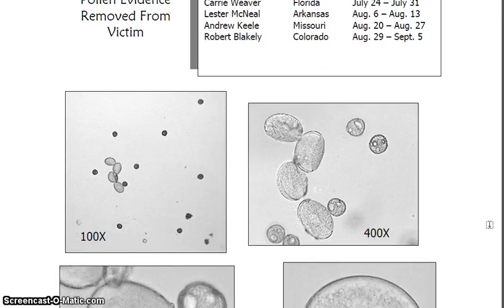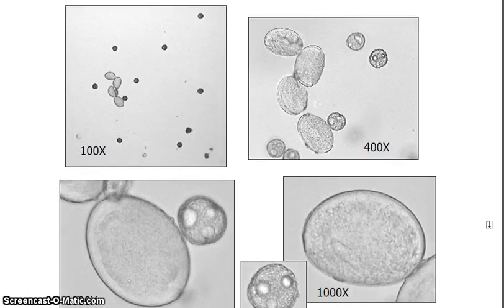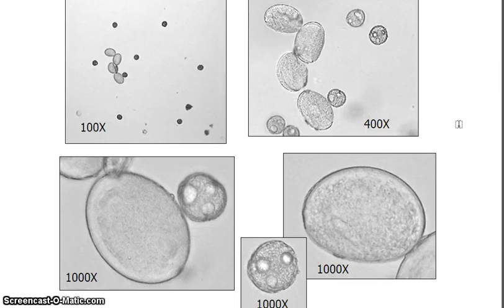Notice that these four photos of the pollen are of the same sample from the person's sweater, just at different magnifications. This is the 100, the 400, and then the others are 1000. But it's all the same pollen. It looks to me like from this view of the pollen sample at 100 times, that there are two different kinds of pollen. You should be able to identify those.